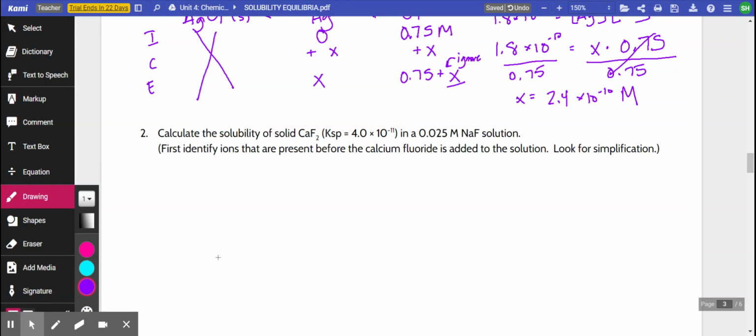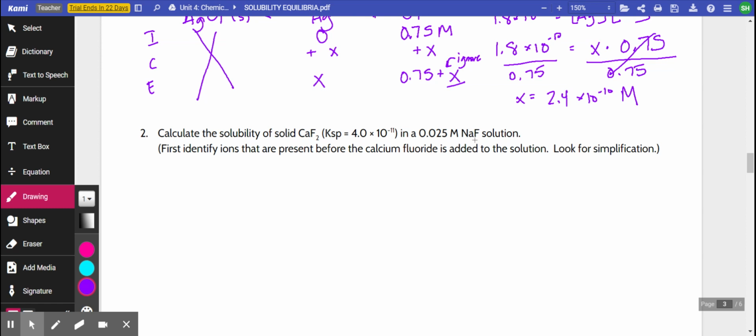Okay, so the second problem that we did on our own, I'm going to go ahead and work this one out. If you needed help with this problem, here is a video that can help you with that. So we're dissolving solid calcium fluoride into a solution that already has 0.025 molar sodium fluoride in it.